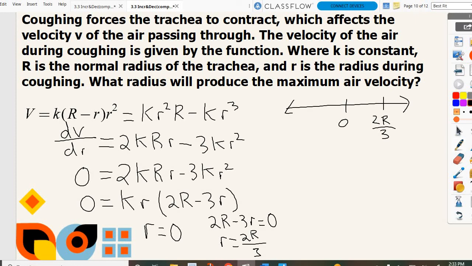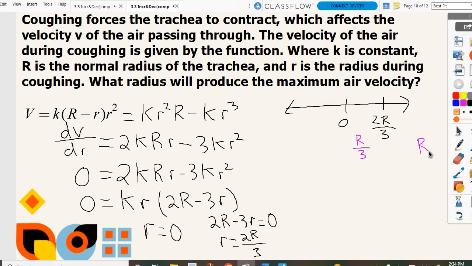So I really only care about numbers that are in between 0 and 2 big R over 3, and bigger than 2 big R over 3. So what would a number that's in between be? That's just R over 3. And what would a number that is bigger than 2R over 3 be? 3R, which would also just be R.